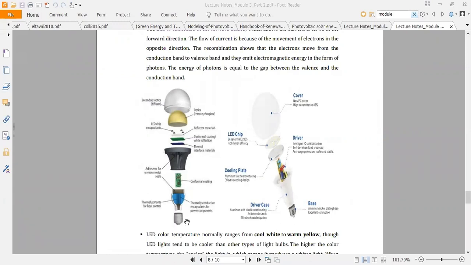This is the screw, okay, screw base. Then this is thermally conductive.